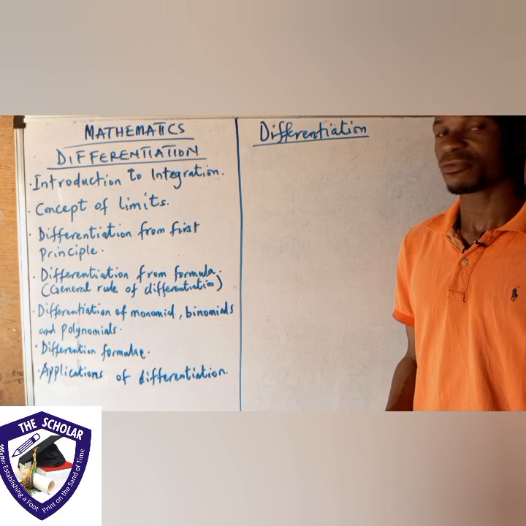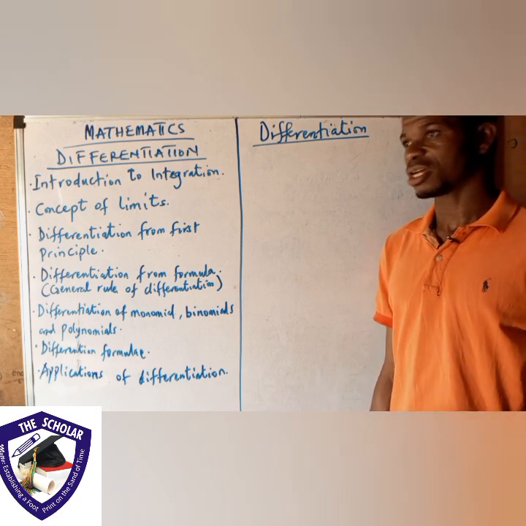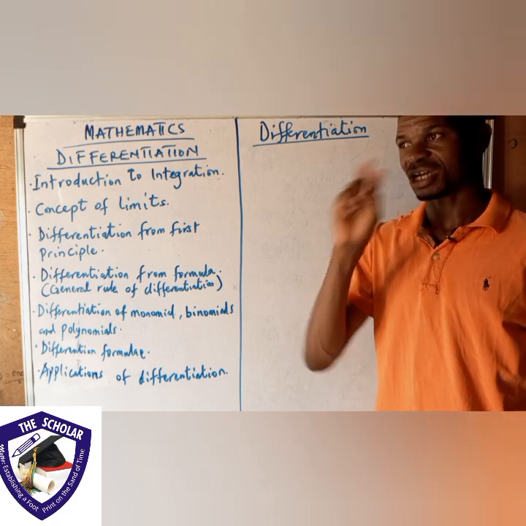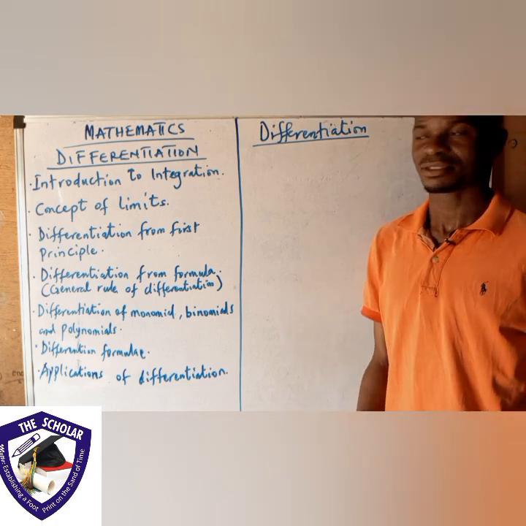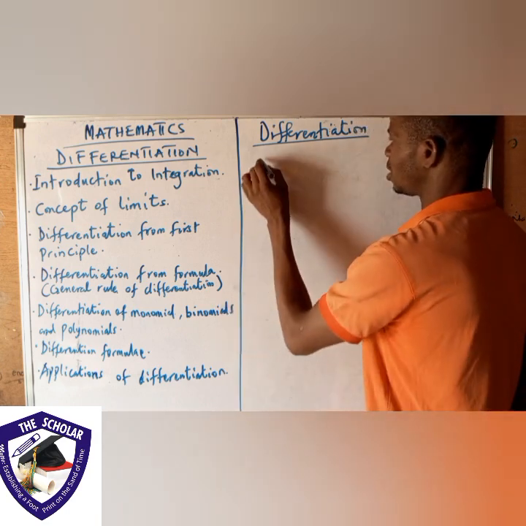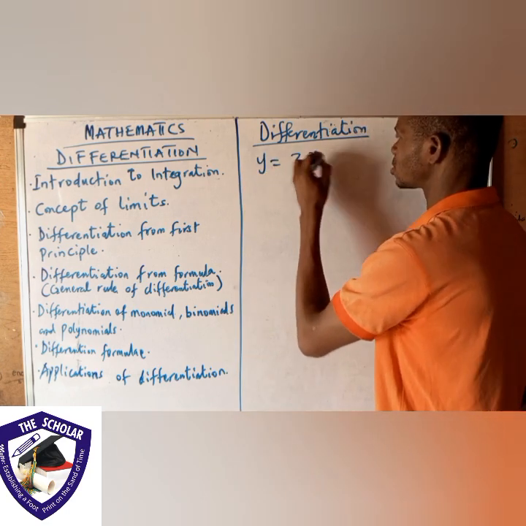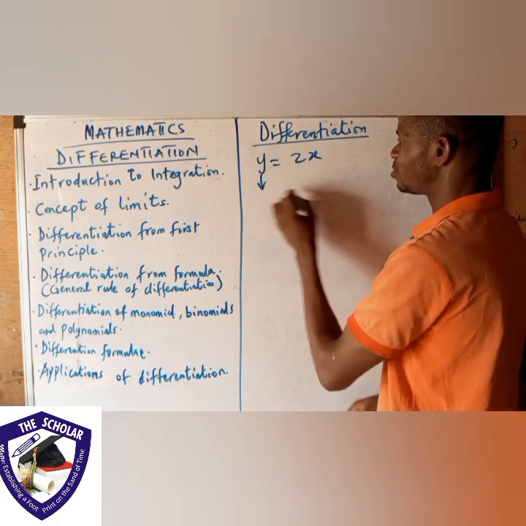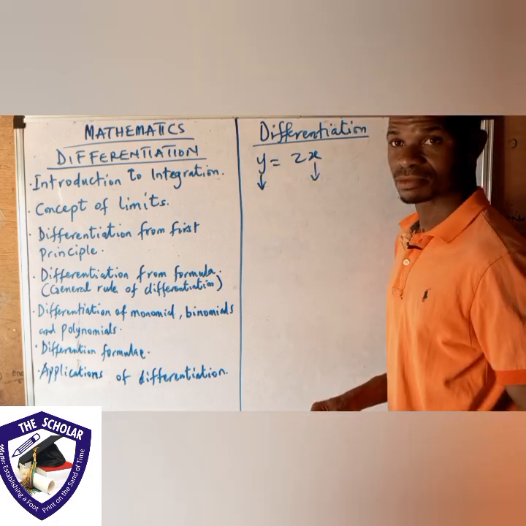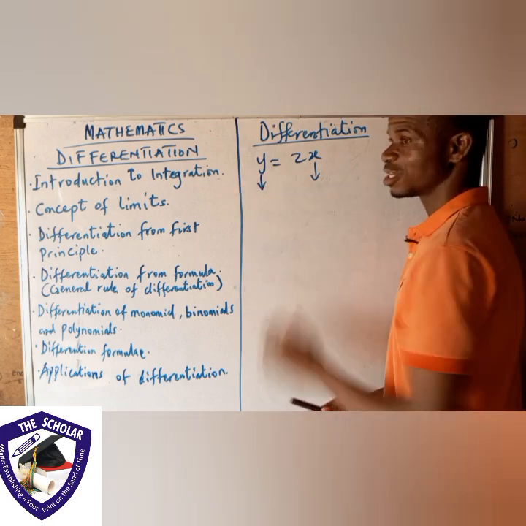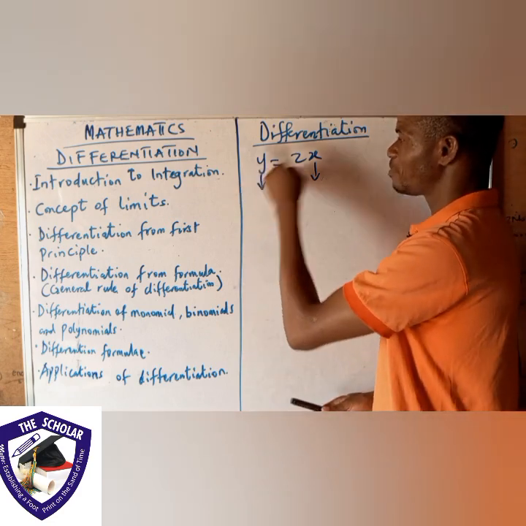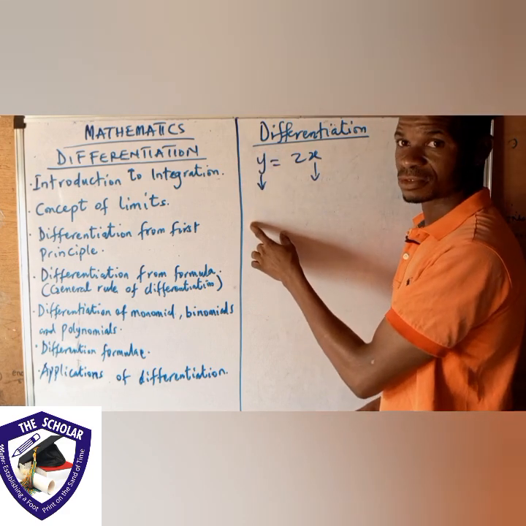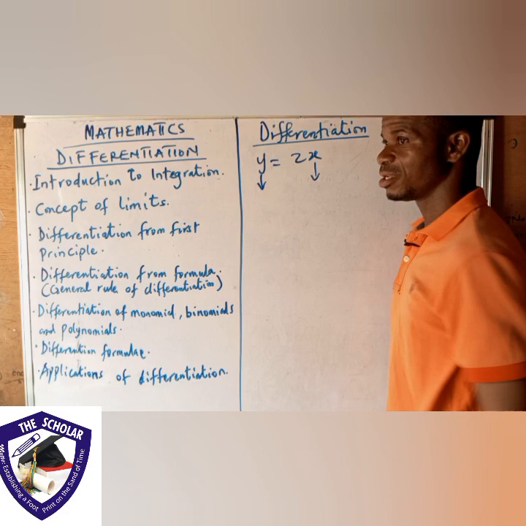Now, to start with, when we talk about differentiation, the concept of differentiation has to do with the concept of limits. Before you can differentiate variables, it means you have two things, which are x and y. Just like, let's say you have y equals 2x. From this equation, y is one variable and x is another variable. The two are related together. So y depends on x. So y is called the dependent variable, while x is called the independent variable.